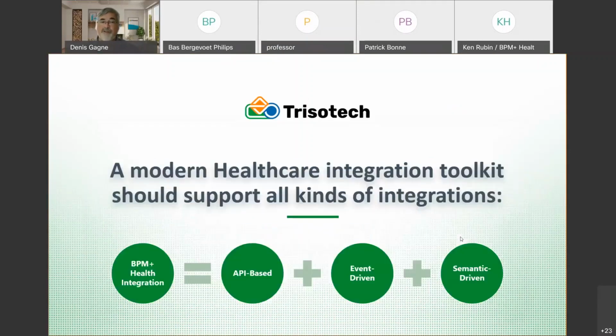So our point of view over this interoperability game is that we think that a modern healthcare integration toolkit should support various kinds of integration. And particularly here, we're listing API-based integration, event-driven integration, but also semantic-based integration.